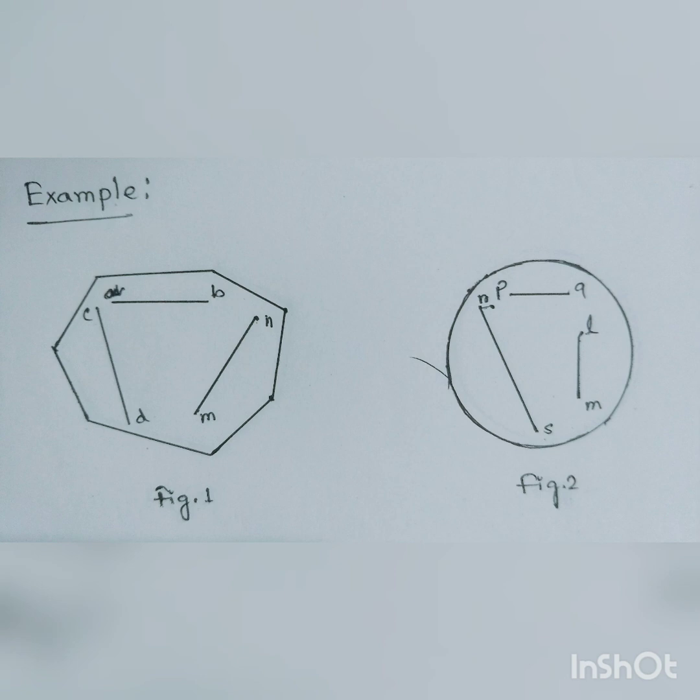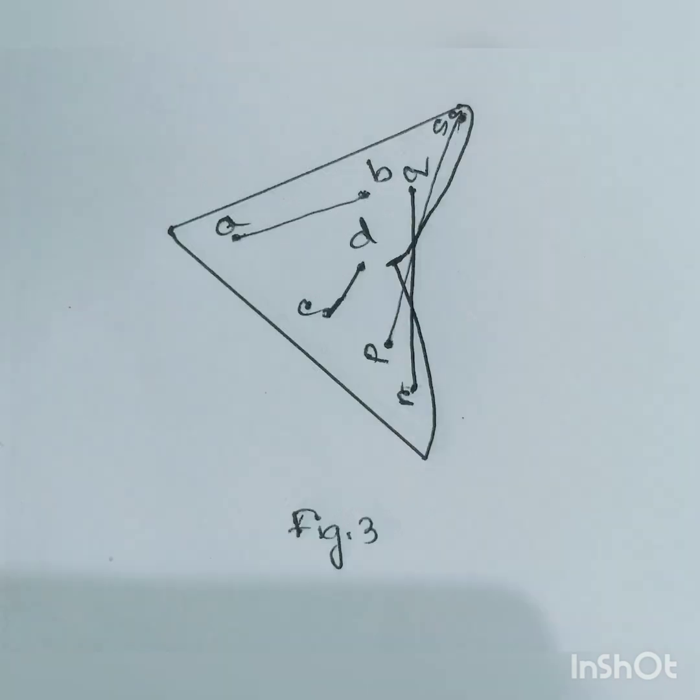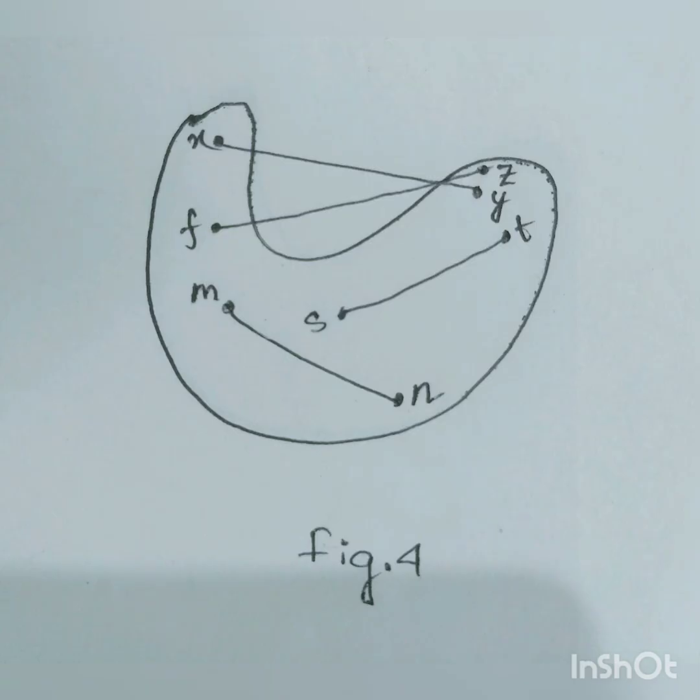In the third diagram, if we join points A and B or C and D, they are in the set itself, but when we join points P and Q or points R and S, the line segment comes out of the set. Hence, it is not a convex set. So, even if we get one line segment which doesn't lie in the set, we say that it is not a convex set. Similarly, in figure 4, when we join points X and Y or F and Z, the line segment comes out of the set, so it is not a convex set.